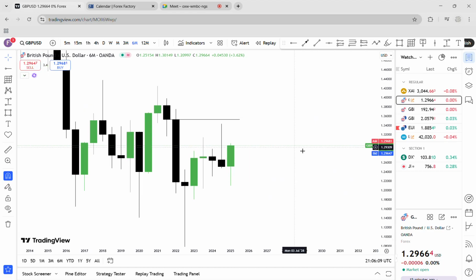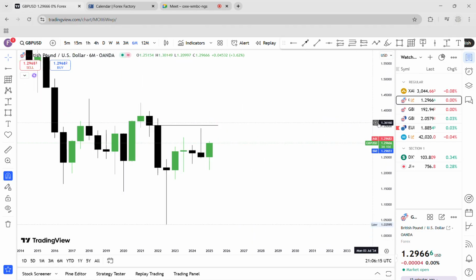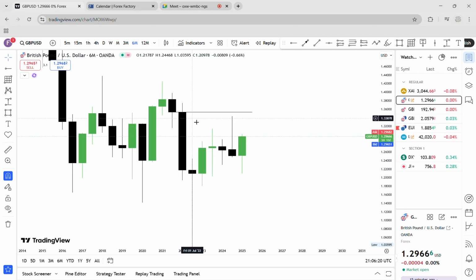So now we are on GBP USD, and you guys know the points of interest that we have in this market. We have your order block, your breaker block, fair value gaps, highs and lows, open and close, previous candle highs and lows, not just swing highs and lows. They are also included.